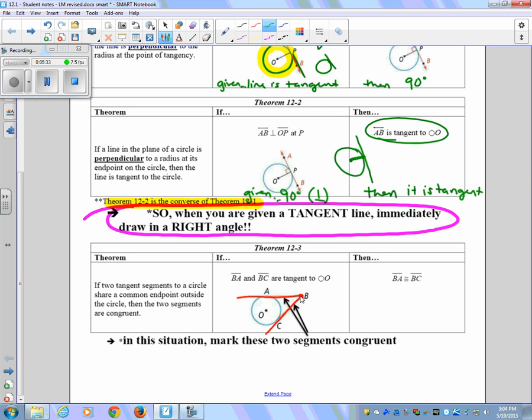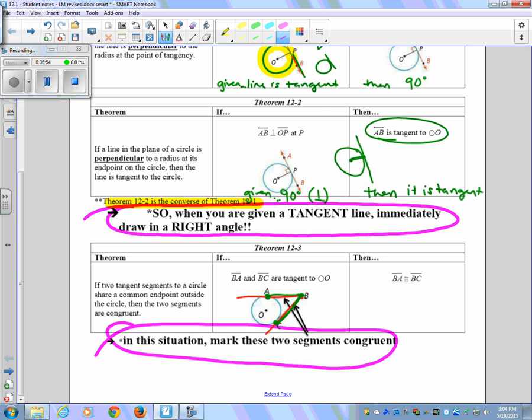Well, then there's two segments that are formed. One from that vertex of this angle that goes to one point of tangency, and the other one that goes to the other point of tangency. When you have this situation, what you want to do is immediately recognize this situation and mark these things congruent.